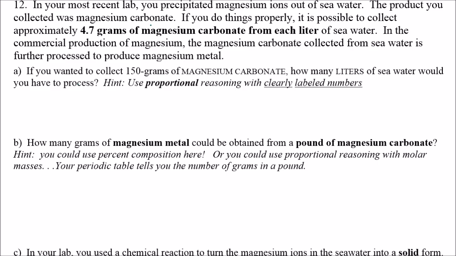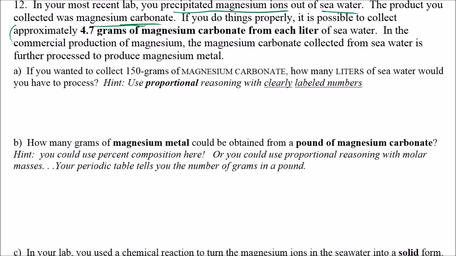Here we go. You need to read these words here carefully. You should recognize what it says: precipitated magnesium ions out of seawater. You did this last week. The product was magnesium carbonate. Then it has some information involving numbers.